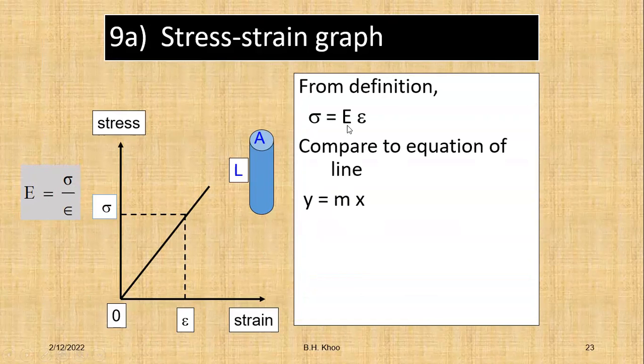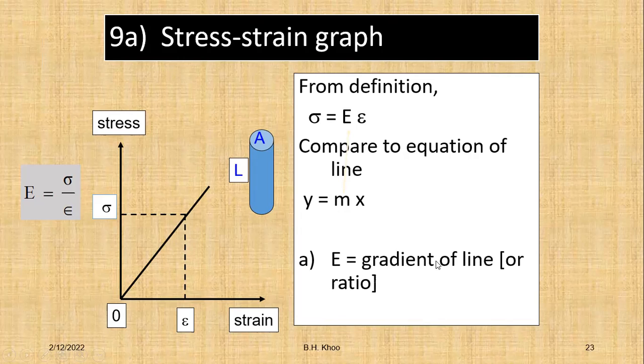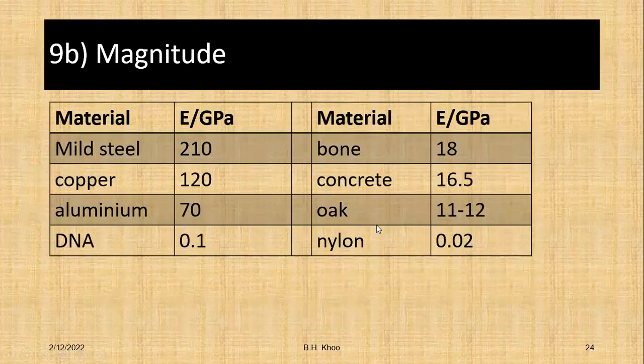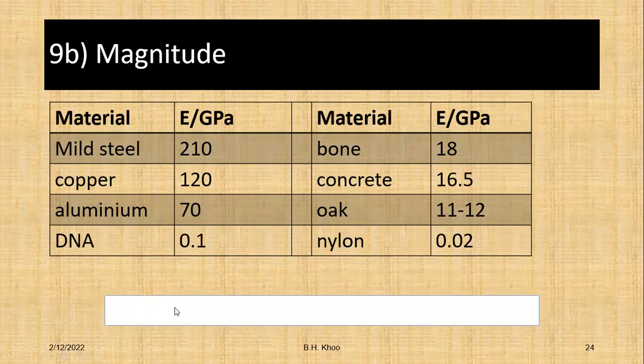Compare to the equation of a straight line: E is the gradient. It's the gradient, or just the ratio of stress over strain. Don't need to memorize this, just know the magnitude, so that when you do calculations, you know the value is between 10 to the power 9 to 10 to the power 12. Usually it's metal, so it's about 10 to the power 11 or 10 to the power 12. Copper, all that.